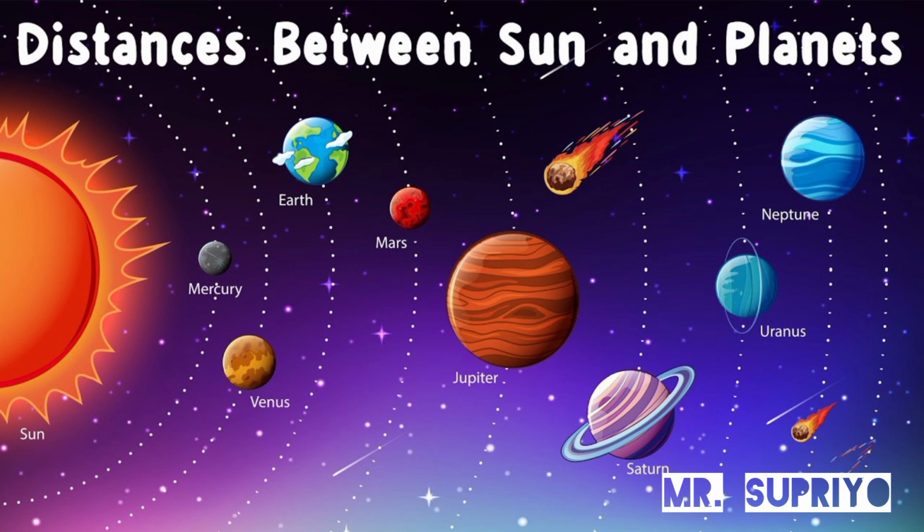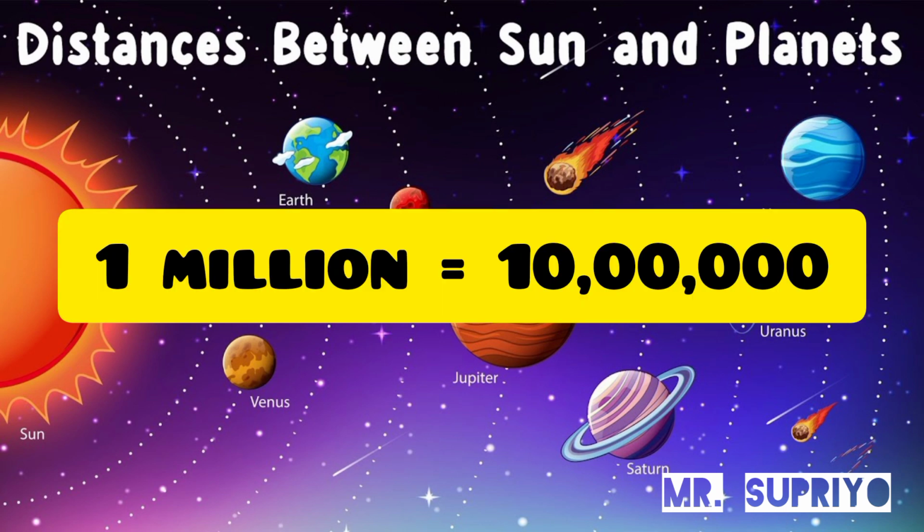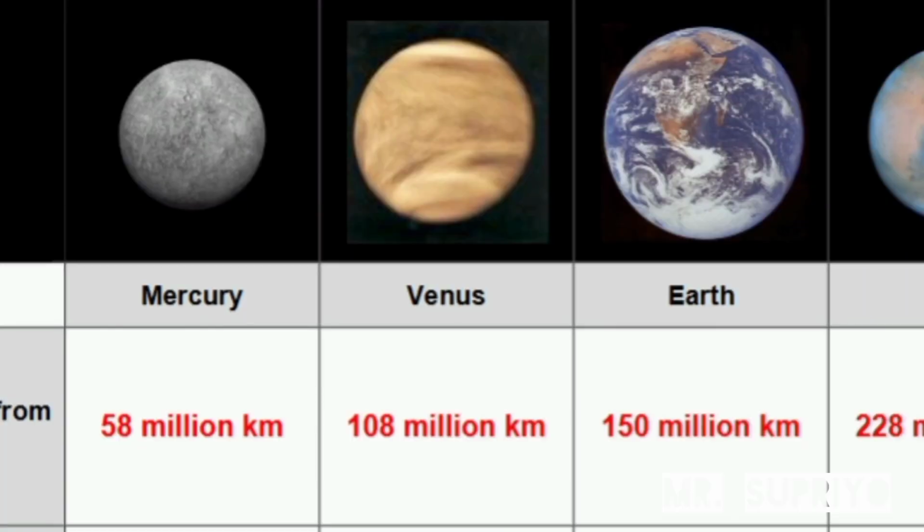Here I'll discuss distance. Distance in million, and we know that 1 million is equal to 10 lakh. So the distance from the sun to Mercury is 58 million kilometers. Distance from the sun to Venus is 108 million kilometers. Distance between the sun and Earth is 150 million kilometers.